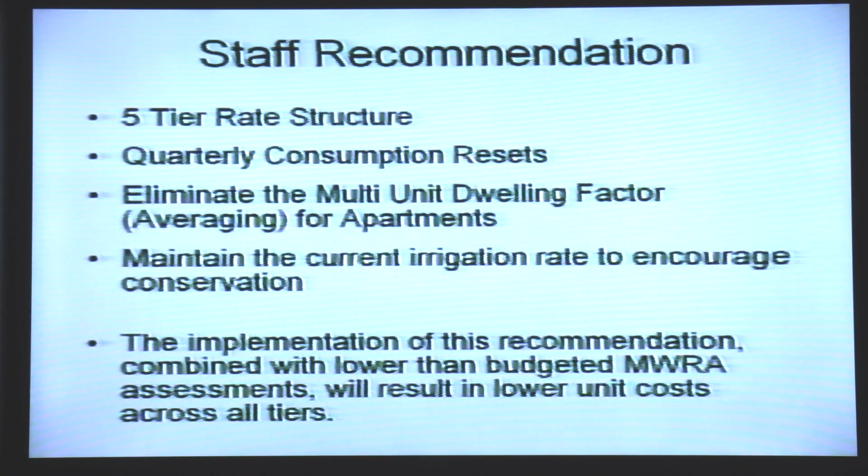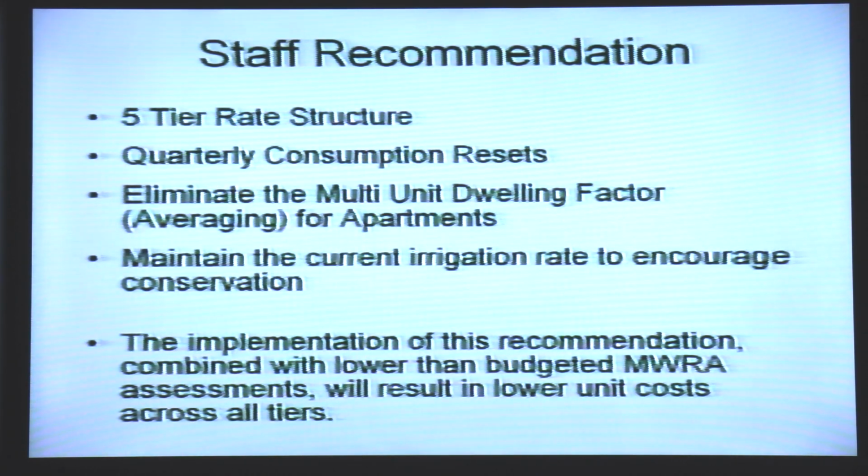The staff recommendation is a 5-tier rate structure using quarterly consumption resets, eliminating the multi-unit dwelling factor, which averages for apartments, and that would be apartment complexes of 5 or more units, anything over 4 units, and maintain the current irrigation rate to encourage conservation. The implementation of this recommendation, combined with the lower than budgeted MWRA assessments, will result in lower unit costs across all tiers.